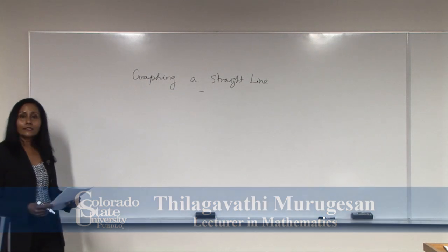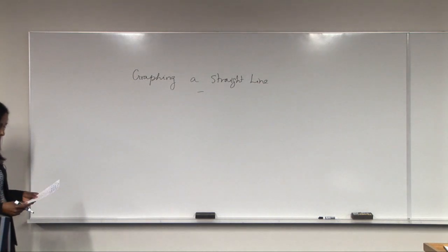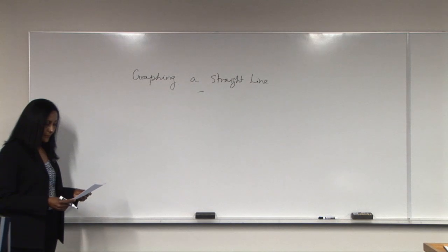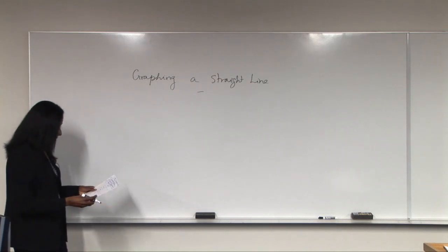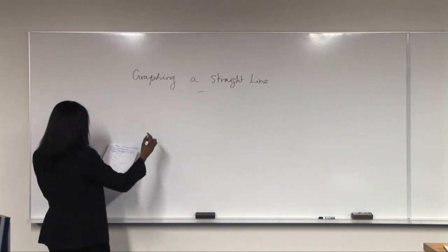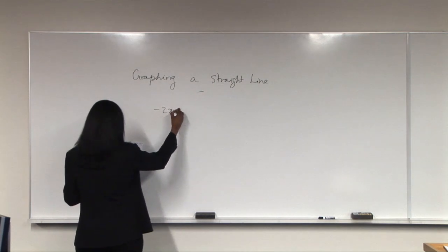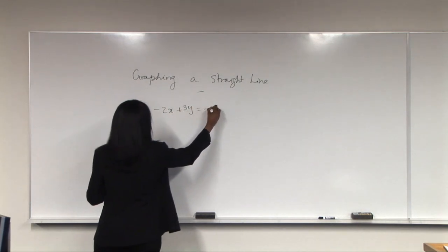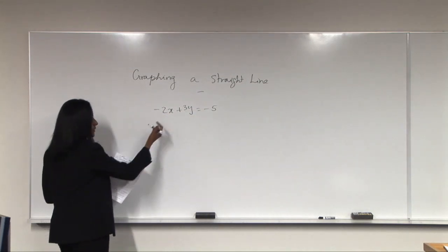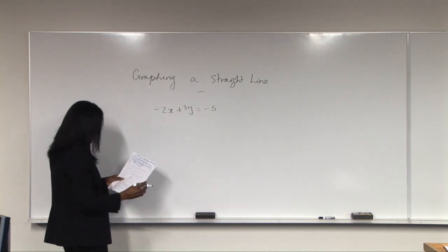My lecture today is on graphing a straight line. The graph of a linear equation is a straight line. So I'm going to give you some examples now for linear equations. This is a linear equation in two variables, and the two variables are x and y.